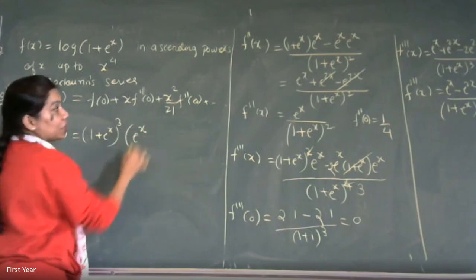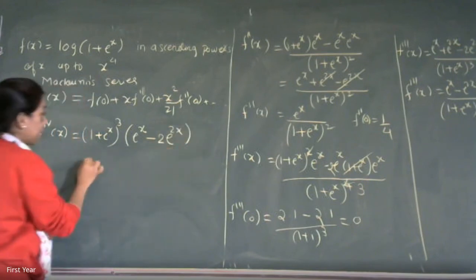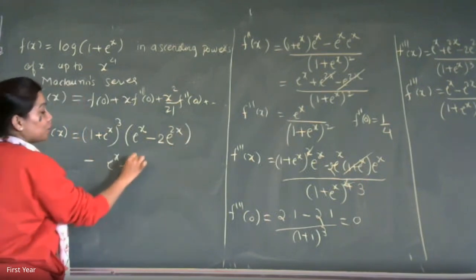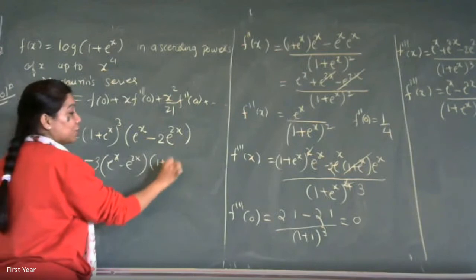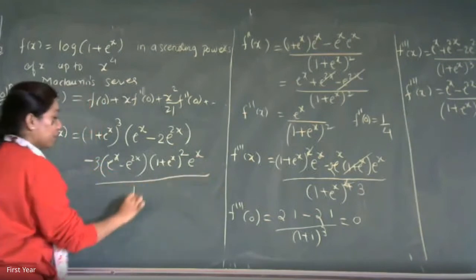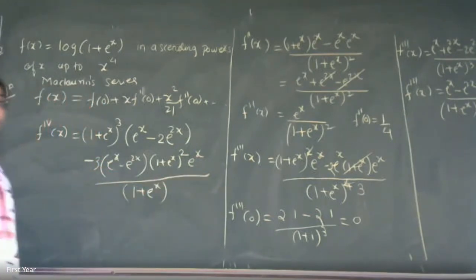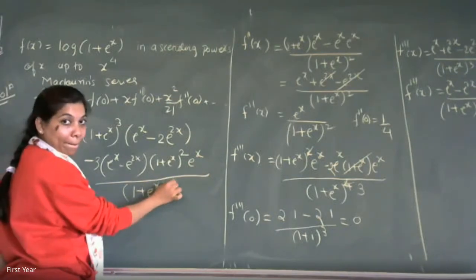e raised to x, derivative is e raised to x, minus e raised to 2x, derivative is 2 times e raised to 2x, minus e raised to x minus e raised to 2x as it is, into the derivative of this, that is 3 times (1 plus e raised to x) square into the derivative of e raised to x, which is e raised to x, divided by how much? What's the power? Cube ka square. What is (1 plus e raised to x) cube square? Raised to 6. That's right.